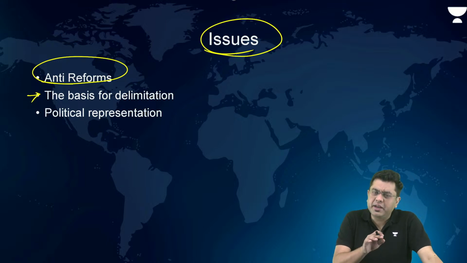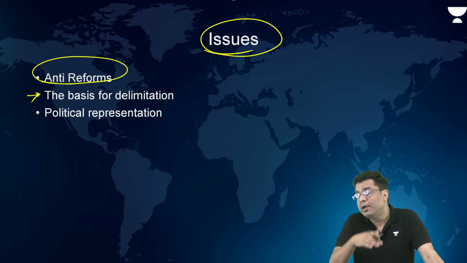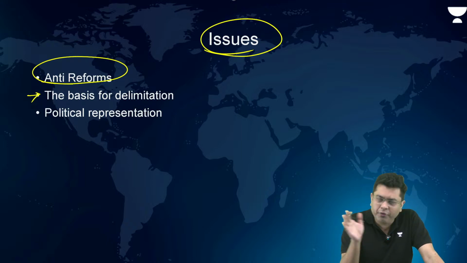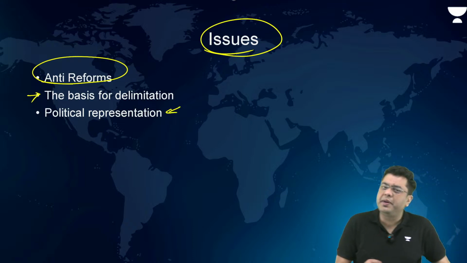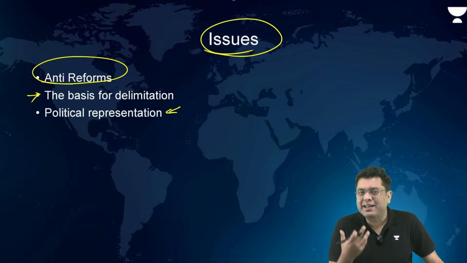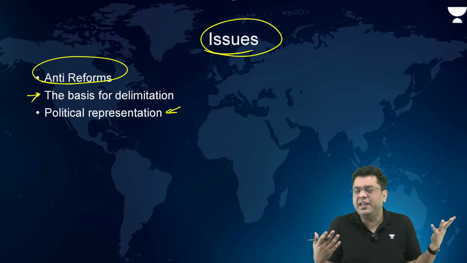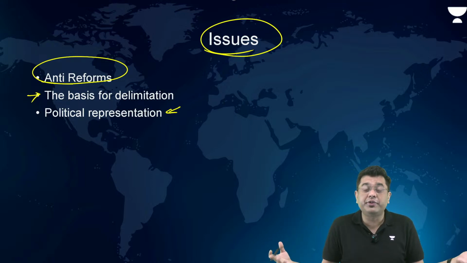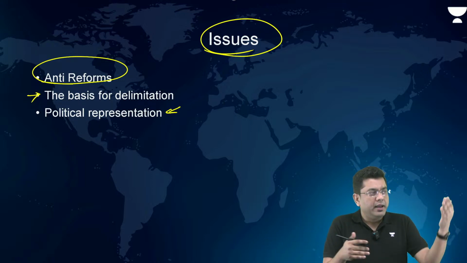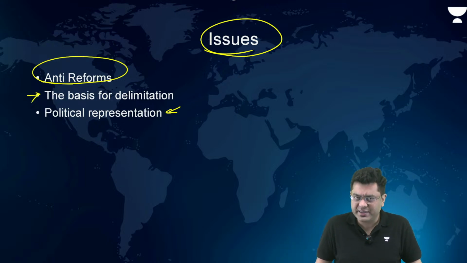So the basis of delimitation only on the aspect of population is problematic, but the other solutions which are being offered by the political players, that is also equally problematic. The political representation and the aspiration, that gets muzzled. After all, the basic purpose of having an MP gets defeated if, let's suppose, the MP is overburdened with the population size, or for that matter, if, let's suppose, you have carried out the reforms and now you have lesser MPs in a particular state.